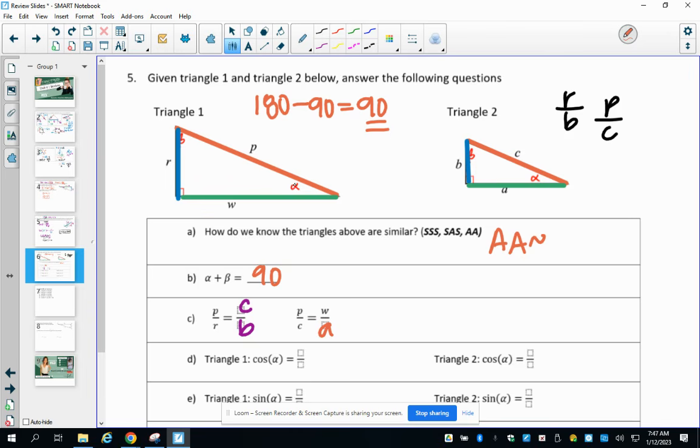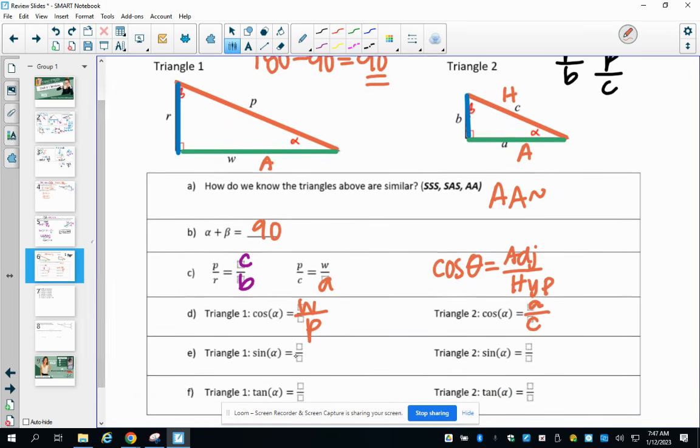Then in triangle 1, the cosine of alpha equals what? So remember, cosine of an angle equals the adjacent over the hypotenuse. So adjacent to the alpha is W, and then the hypotenuse is P, so W over P. For triangle 2, okay, the adjacent to alpha is A, and the hypotenuse across from that 90 is C, so the cosine is small a over C.